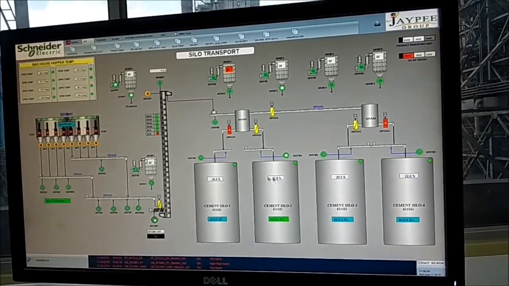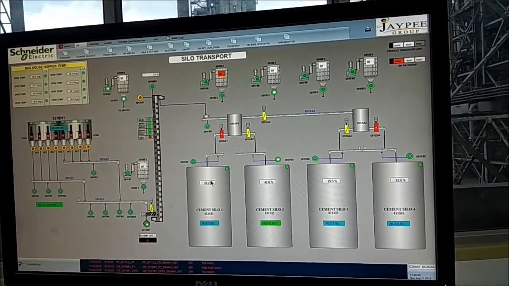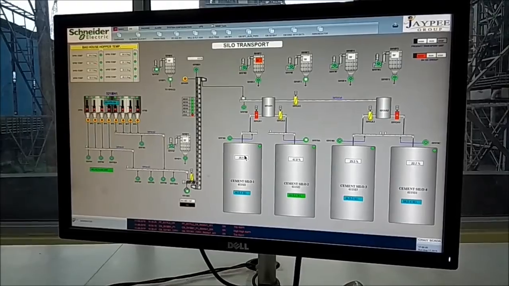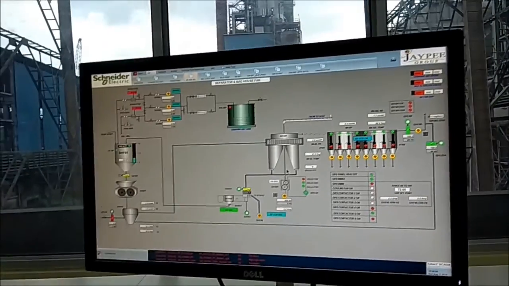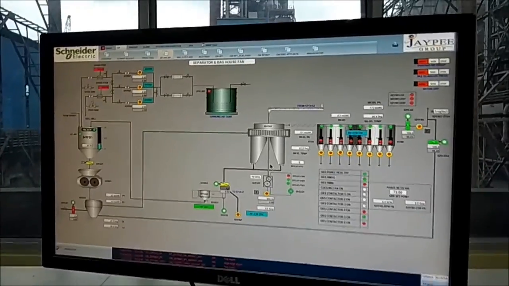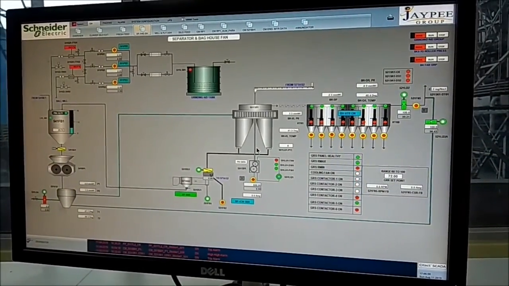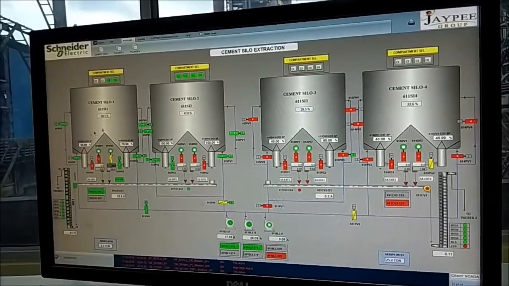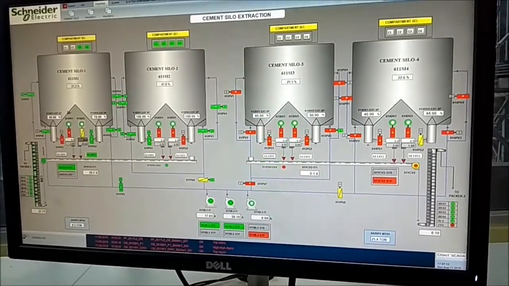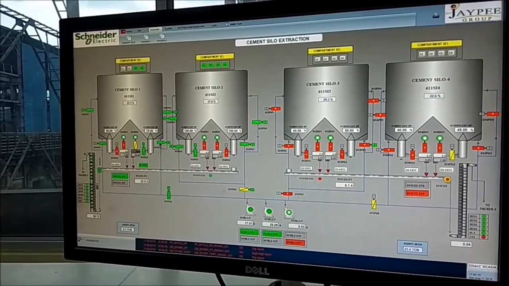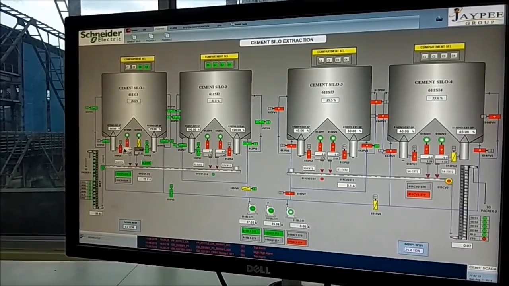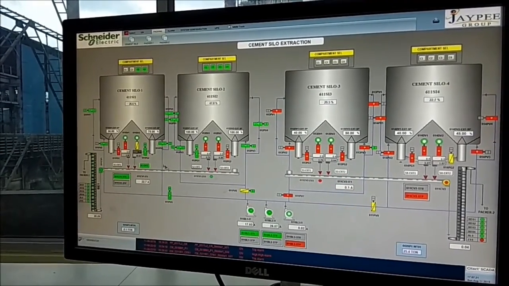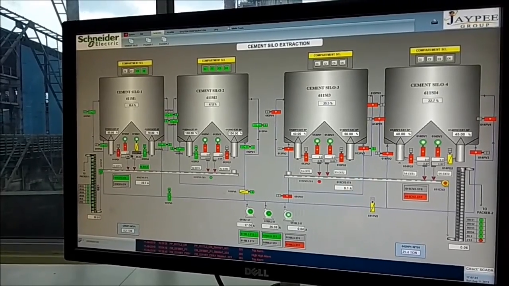Now these are the 4 silos. So there is an aeration system. So there are 4 valves for aeration beneath. And there's also the extraction point. So according to the requirement, the material is taken out through this silo. Now these are chain conveyors, you can see. So basically from the silo, the material goes to the packing plant.